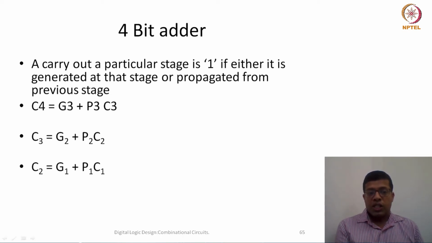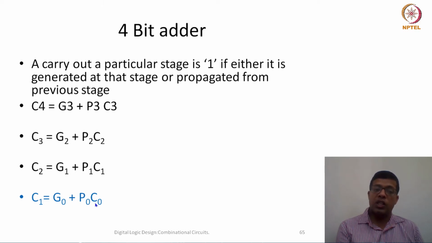Similarly, we can also say that the carry at the second stage is equal to either it is generated at the first stage, or it is propagated at the first stage and there is a carry input to the first stage. Now this is actually in terms of primary input. So carry out at the 0th stage would be equal to: either it is generated at the 0th stage, or it is propagated at the 0th stage and there is a carry input.